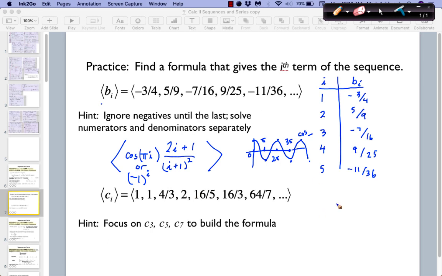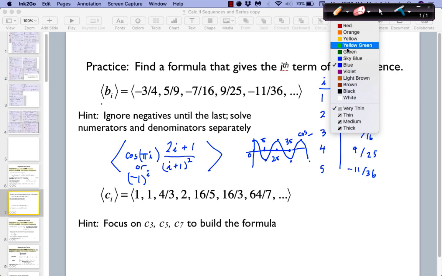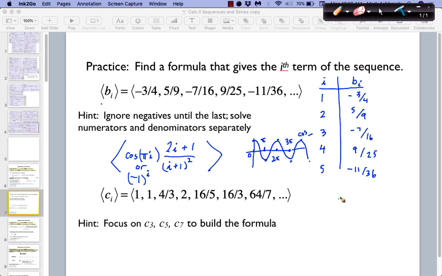Okay, how about this next one? Anyone have progress with this? So we got I and CI. 1, 2, 3, 4, 5, 6, 7. And I told you to focus on, as a hint, 3, 5, and 7. So 3 is 4/3. 5 is 16/5. And 7 is 64/7.